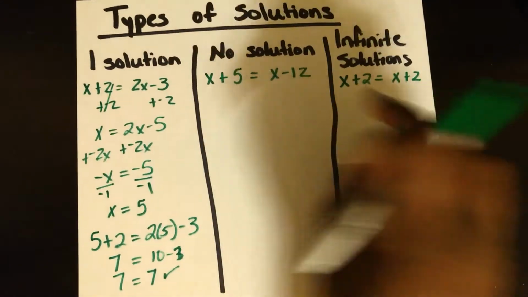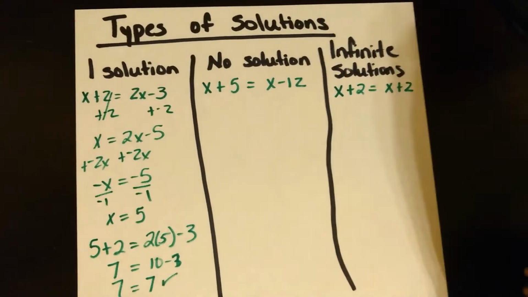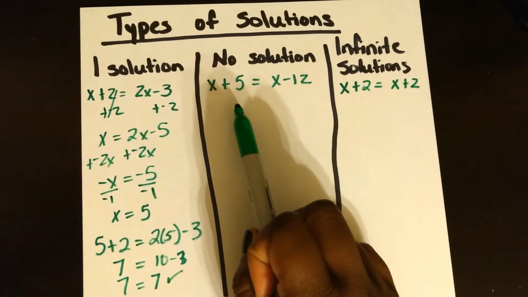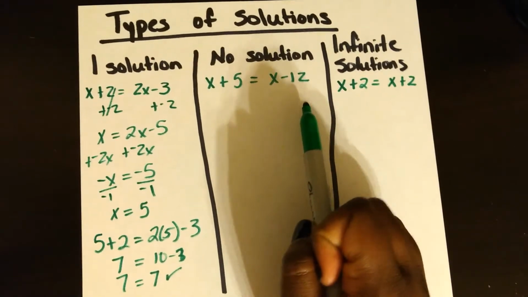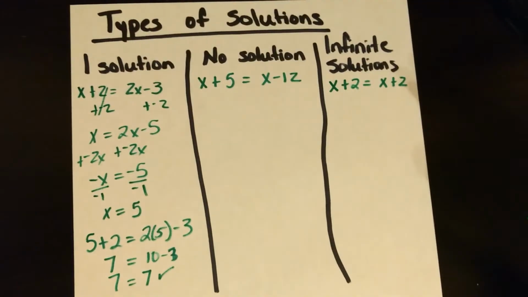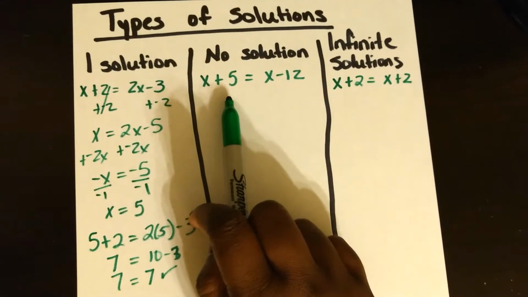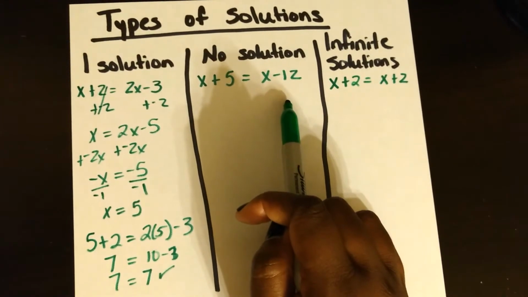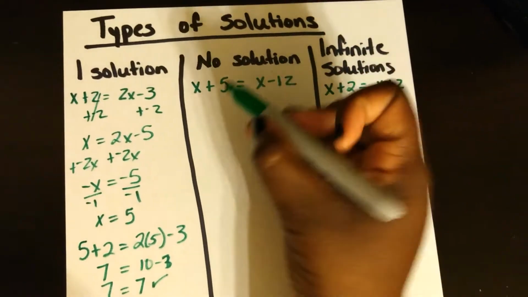Now let's focus on this next equation, x plus 5 equals x minus 12. Well, I know there's nothing I can add to any number and subtract 12 from that same number and there be a true solution. So let me say that again. I can't add 5 to a number, subtract 12 from that same number, and still get the same value. So let's look at that if we solved it.